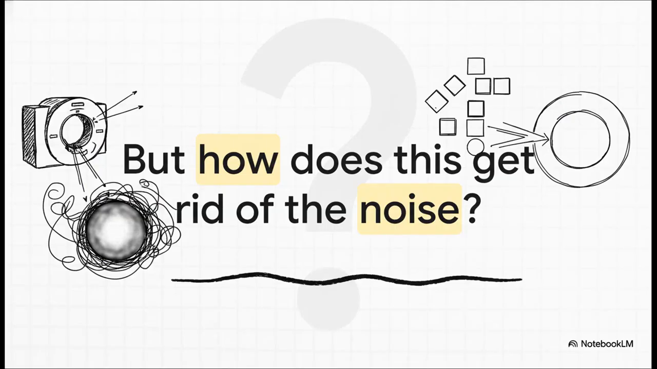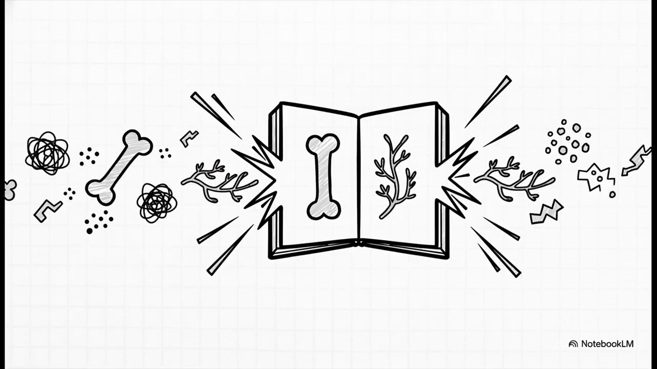Okay, I know what you're probably thinking. This is all very clever, but how does building a shape with fewer pieces actually get rid of all that static and noise? We've talked about efficiency, but what about clarity? And the answer is just beautiful in its simplicity.